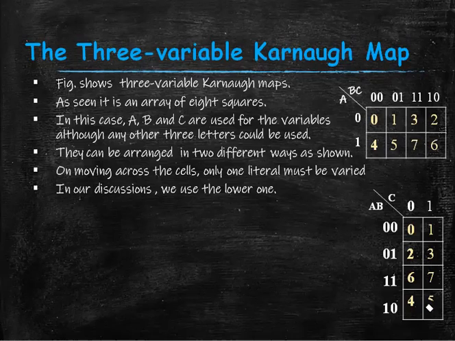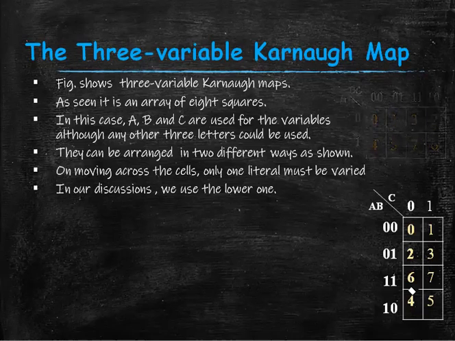Looking at the values in the squares: 0, 1, 2, 3, and not 4, 5 here. It is 6, 7, and the last is 4, 5. Then we must be careful about that. We consider only these cases.